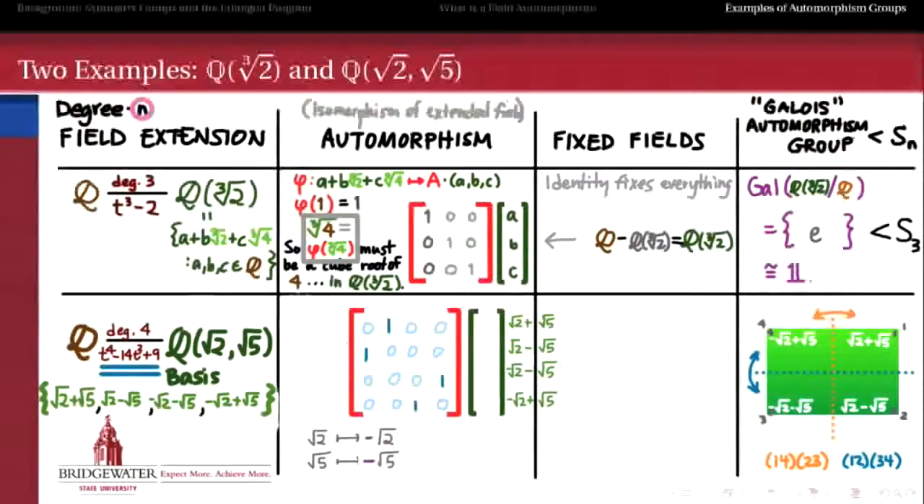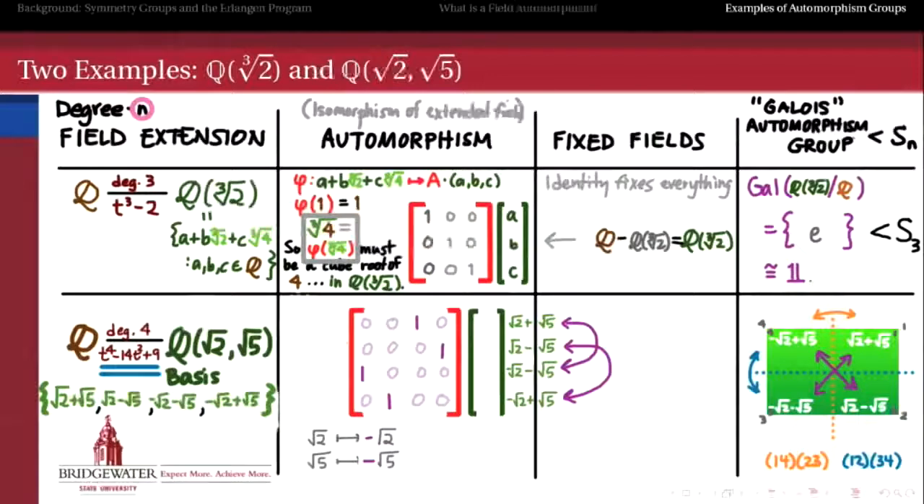And then, of course, we have the option to flip the sign on both the square root of 2 and the square root of 5. If I do that, then I get a diagonal reflection in my rectangle over here on the right, and the roots trade places in yet another different way that we can represent by this 4x4 matrix. And as an element of the symmetric group, that's (1 3) composed with (2 4). So now we've realized the automorphisms of this group as elements of the symmetric group, and equally, actually, as symmetries of this rectangle. That's significant.